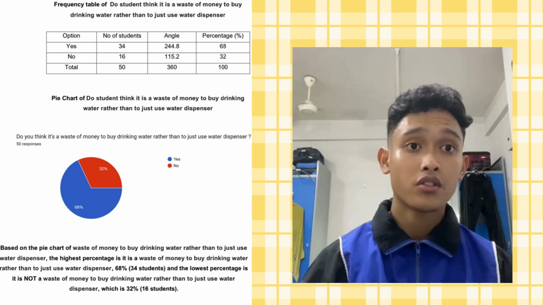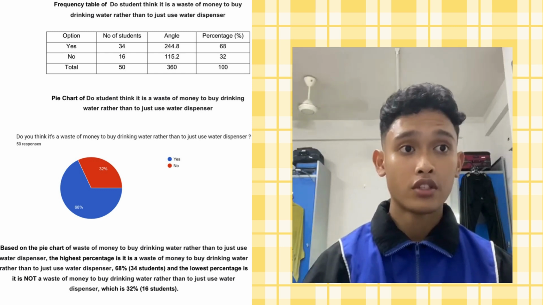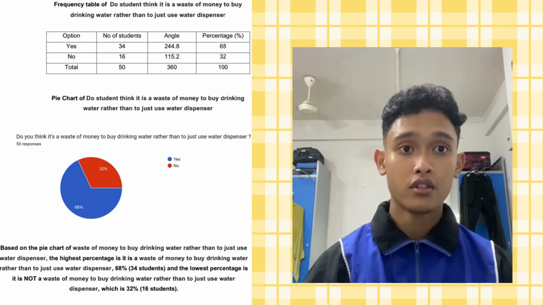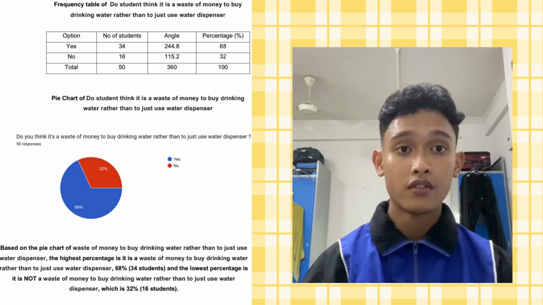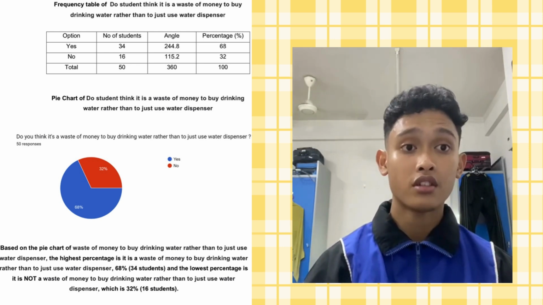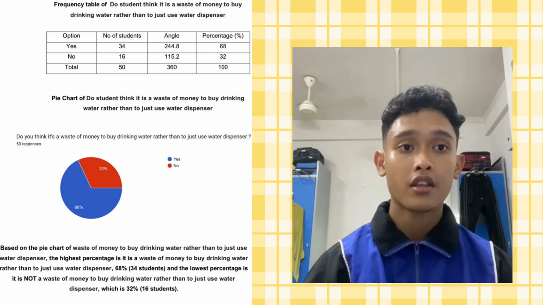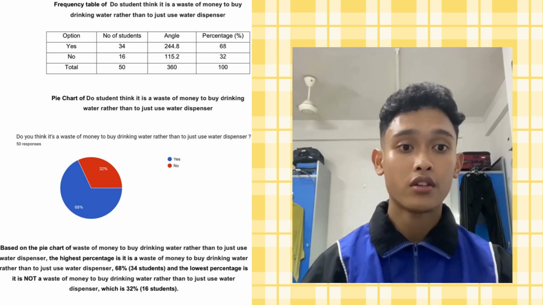Next one is the frequency table of whether students think it is a waste of money to buy drinking water rather than to just use the water dispenser. For the first one, yes, the students that choose yes is 34 students and it is 68%, and the students that choose no is 16 students, so it is 32%. So the total sum is 50 and 100.